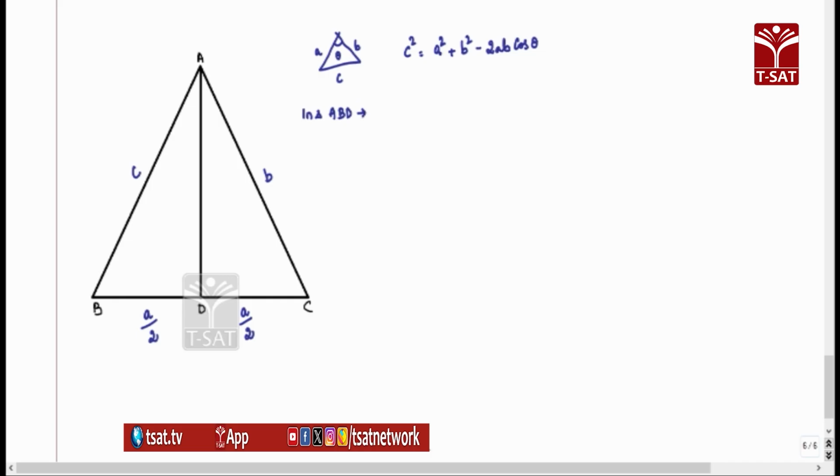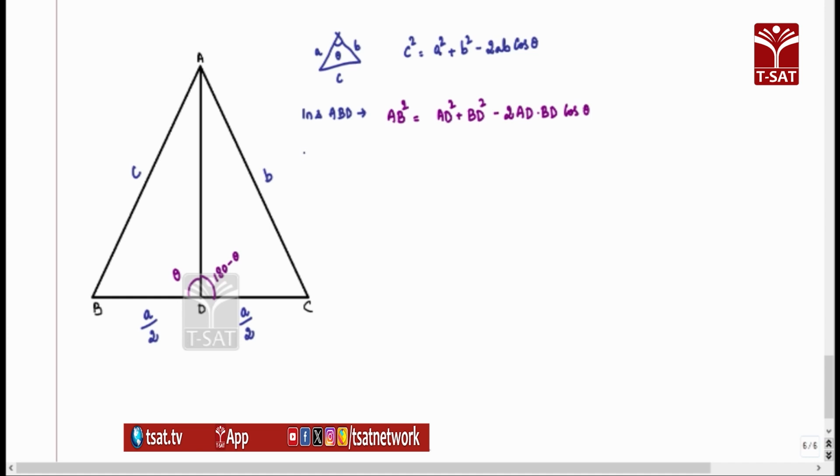If you apply the cosine rule in ABD, we take this angle as theta. This becomes 180 minus theta. The side which is opposite to theta is AB. Therefore, AB square is equal to AD square plus BD square minus 2 into AD into BD cos theta.